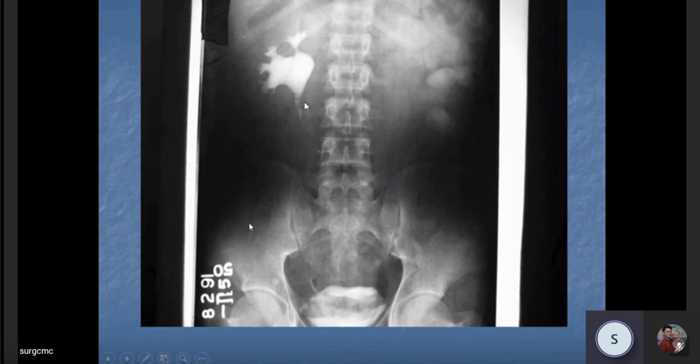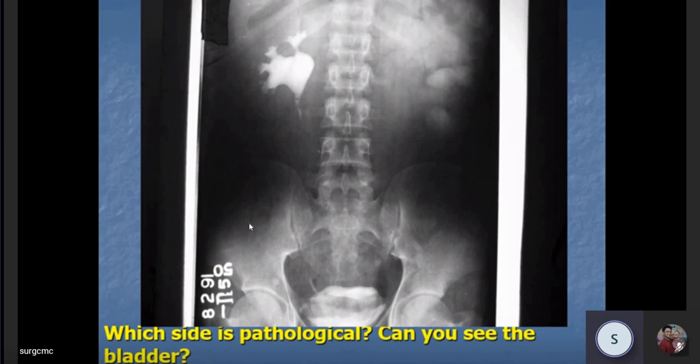Another picture, the pelvicalyceal system dilated on one side, this side voided, this side still remaining. Cannot go down. Bladder is visible.